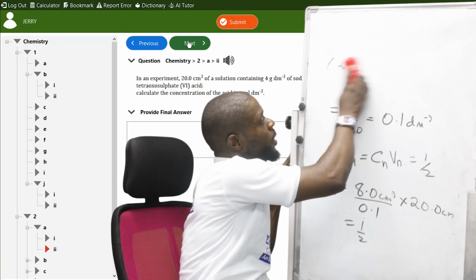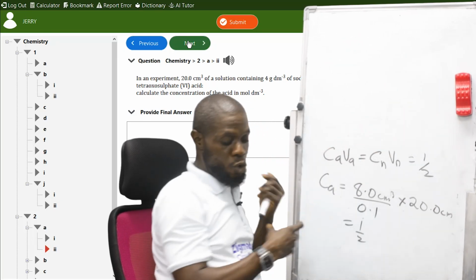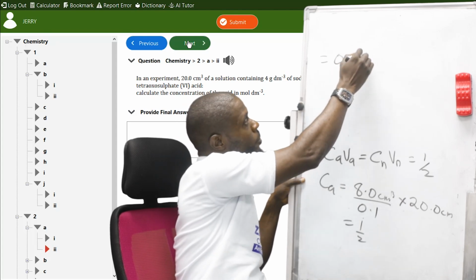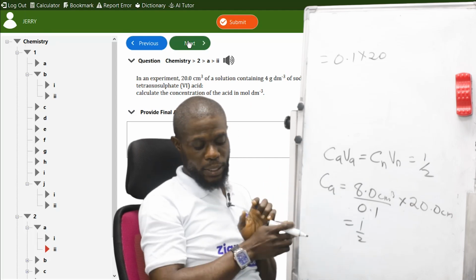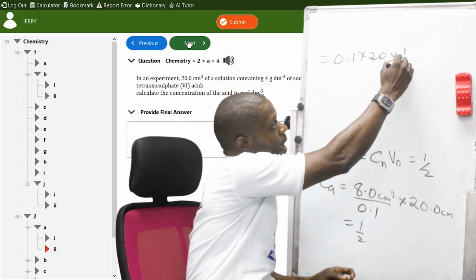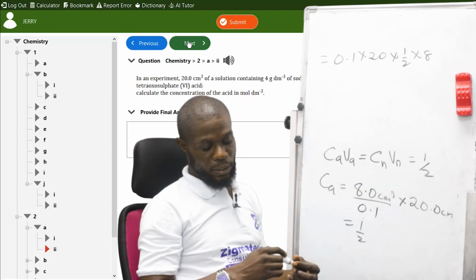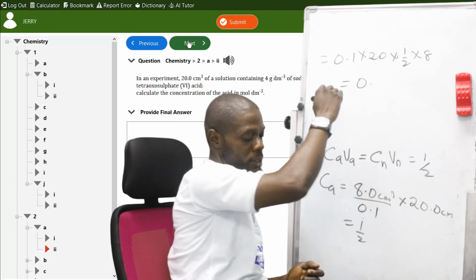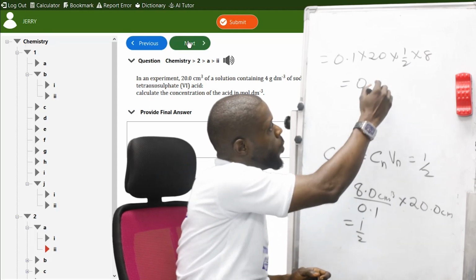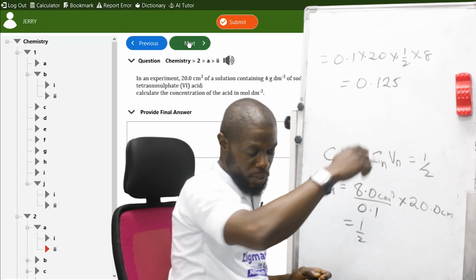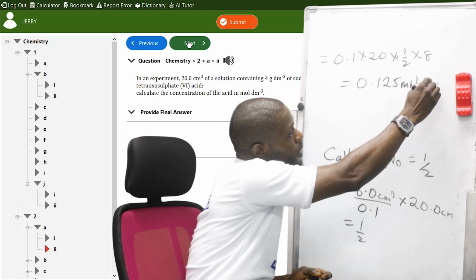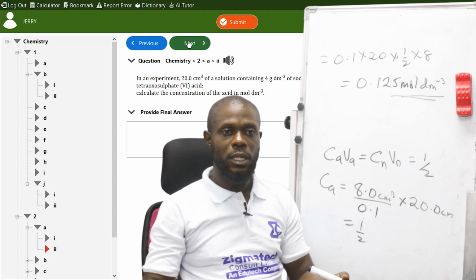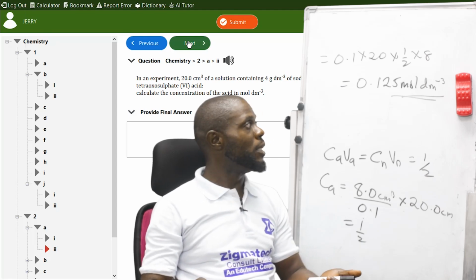Now, looking at this, it is going to be equal to 0.1 times 20 times half, divided by 8. That is going to give us 0.125 mol/dm³. So that is the concentration of acid in mol/dm³.